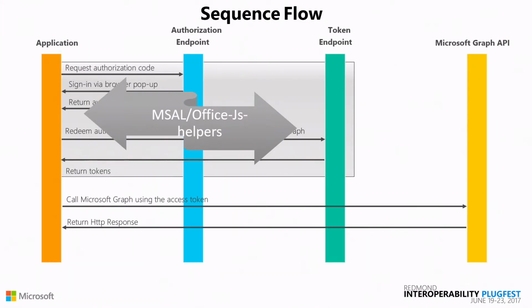Any questions till now? So now in the next couple of demos, we'll see MSAL and Office.js helpers in action. How do we use that?